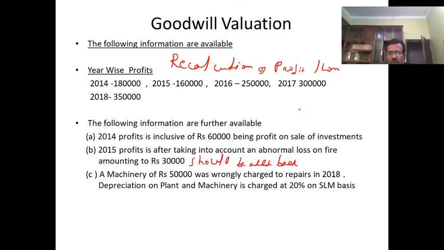A machinery was wrongly charged to repairs in 2018. Depreciation of plant and machinery is charged at 20% on SLM basis. A machinery you forgot to book as a machinery account, instead you charged it. That means you reduced your profit to the extent of 50,000. But at the same time, since you did not capitalize it, you did not provide depreciation also. So the net impact will be this 50,000, and then 20% of 50,000 is 10,000. So your net impact is how much actually? Your net impact is 50,000 minus 10,000, which is 40,000. So this is what is being done.